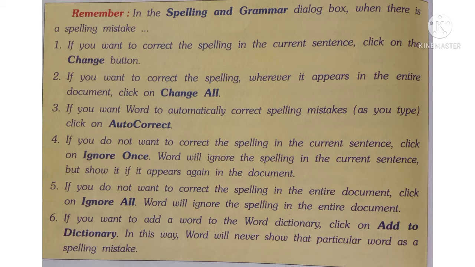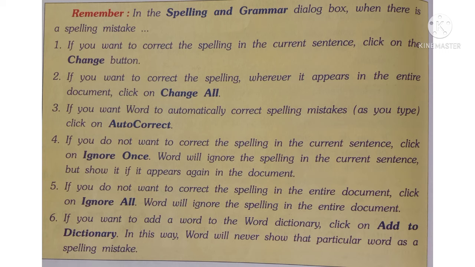Number 4, if you do not want to correct the spelling in the current sentence, click on ignore once. Word will ignore the spelling in the current sentence but show it if it appears again in the document. Number 5. If you do not want to correct the spelling in the entire document, click on ignore all. Word will ignore the spelling in the entire document.